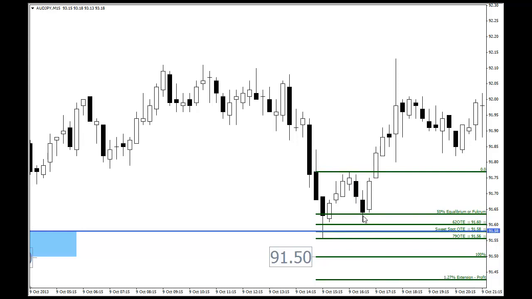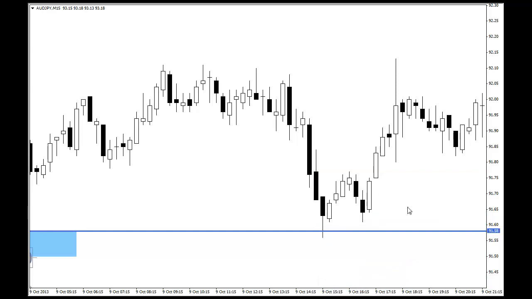Then as price comes back down, the 91.60 level plus the 4 pip spread would be an area to be a buyer, which would be up in here, and you can see price did in fact move up from there. Again, just giving you additional opportunities to see this in effect.